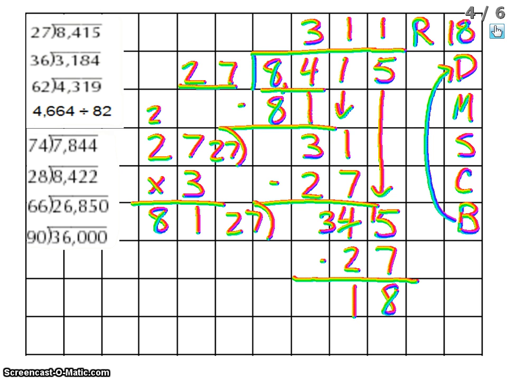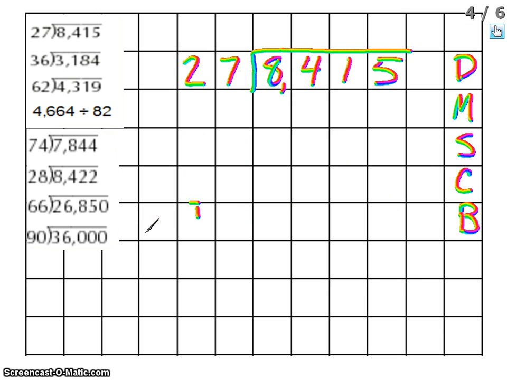So 8,415 divided by 27 gives us 311 with a remainder of 18. Now we're going to take a look at 8,415 divided by 27 again. The only difference from this problem to the one we just did is I'm going to show you what you're going to need to do if you ever estimate a number that's not going to work.